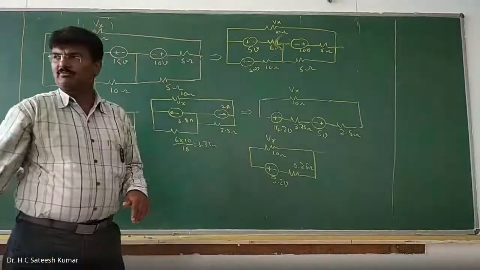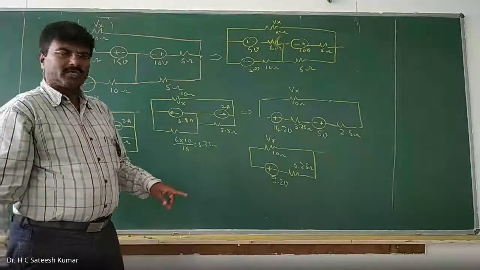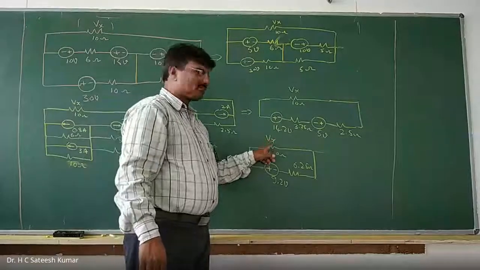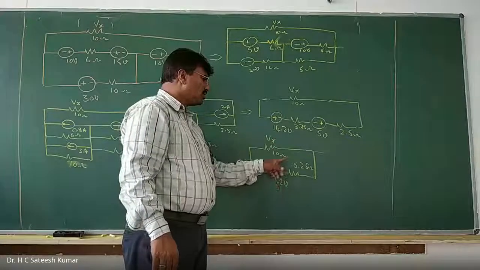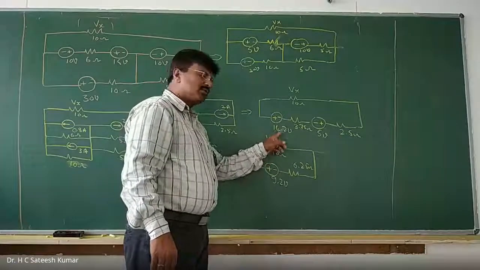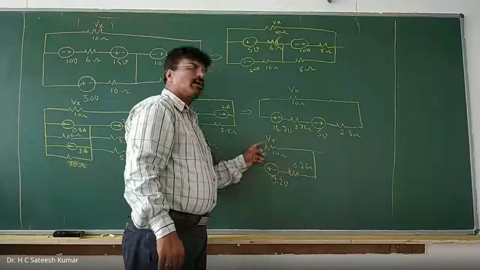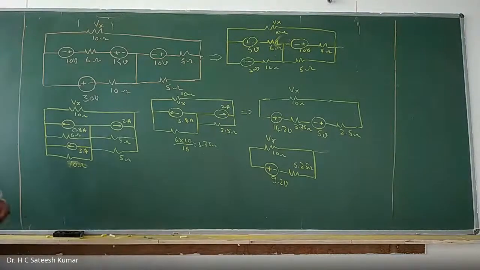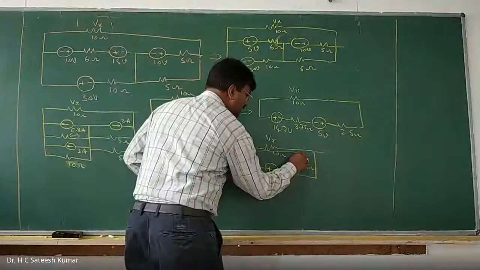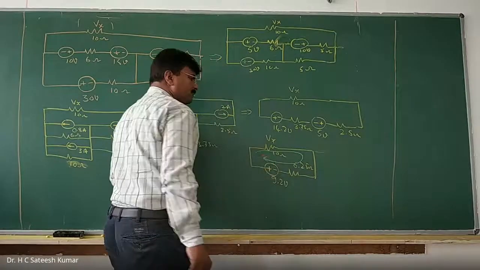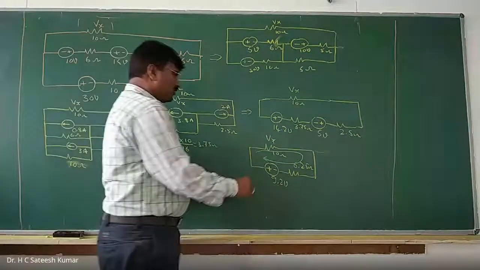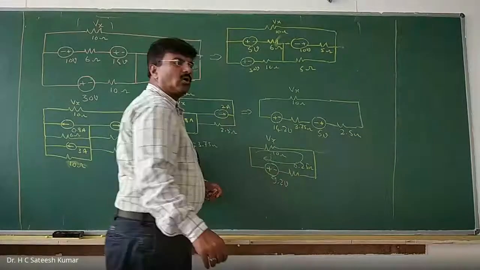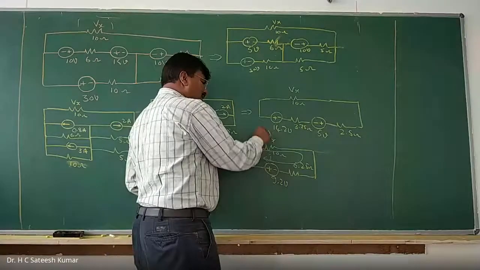Now we got this one. Now what should you do? You have to find out this Vx. At the last stage, if you want to find this voltage, find out the current. If you want to find out the current, apply KVL, Kirchhoff's voltage law. Therefore, I will mark the loop here. At the end only you should do this. And the current, you call it I. Okay, right. Now you calculate I, then you can find out Vx.